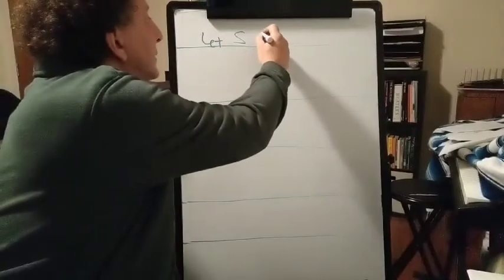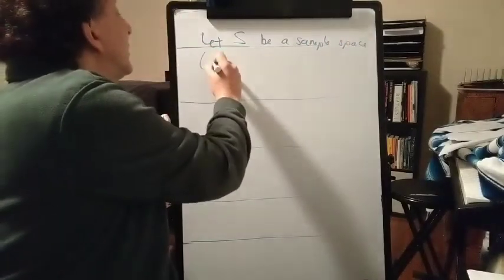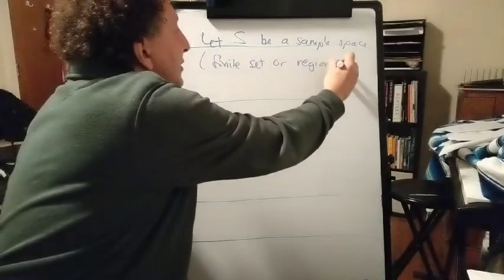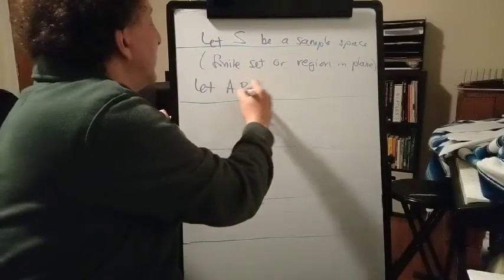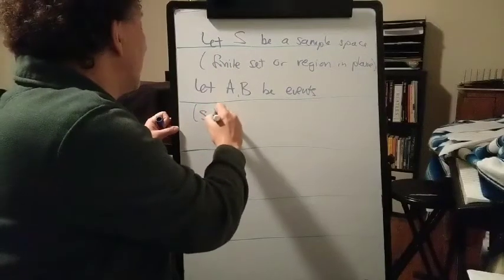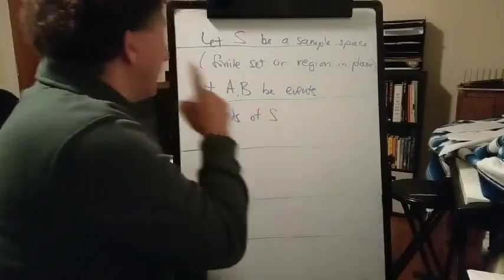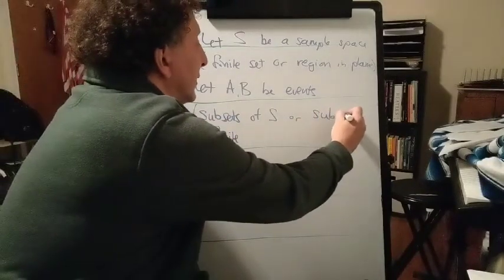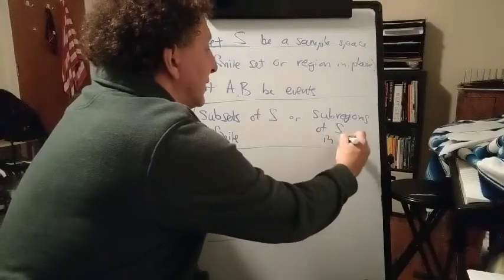So let's let S be a sample space, which is either a finite set or a region in the plane. Let's let A and B be events, that is, subsets of S, which could be finite, or, if S is infinite, subregions of S in the plane.